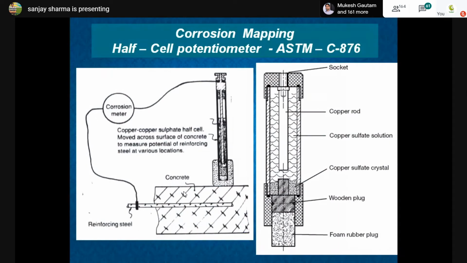The other one is corrosion testing, which is done by corrosion mapping. The half cell potentiometer is the test. Here we have a cell filled with copper sulfate. We have to provide connection to an exposed reinforcing bar, and once we complete the circuit, the current will flow. That is measured by a voltmeter. That voltage reading is correlated with the extent of corrosion in the concrete. So we can form a contour and study the whole structure, to see which areas have how much corrosion in that particular location.